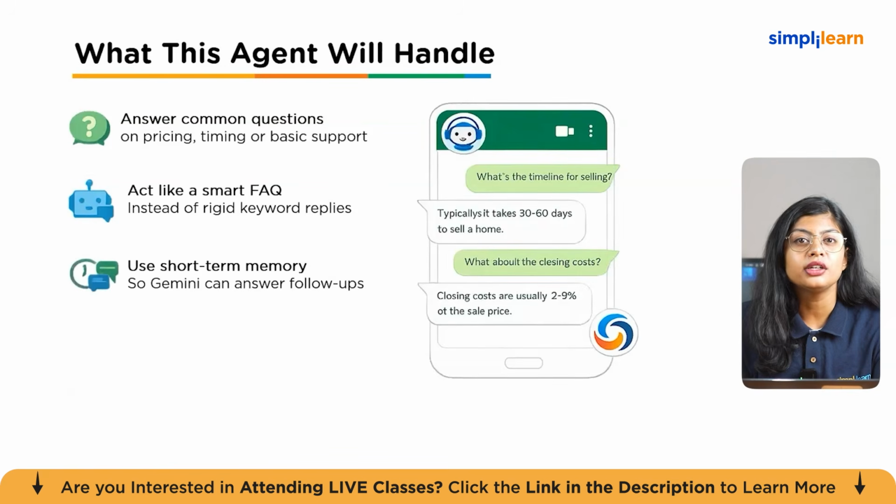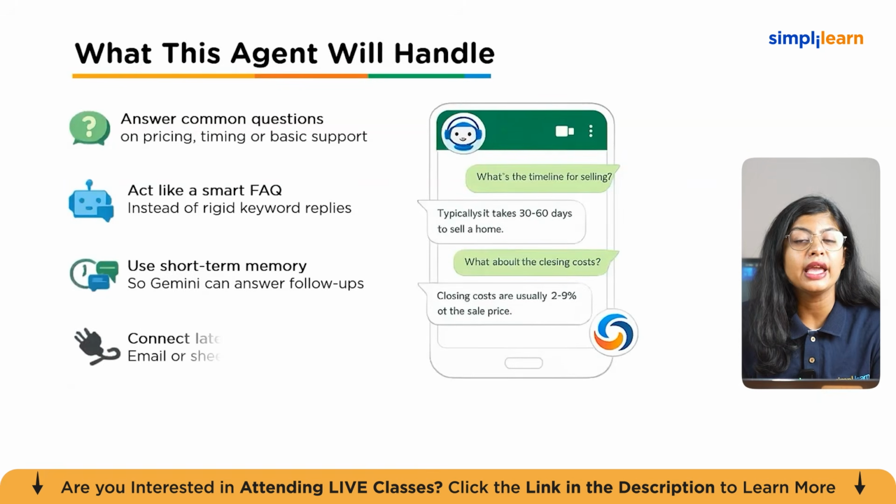Third is short-term memory. The agent remembers the conversation context. A customer asks about closing costs. The agent responds, and the customer follows up with another question. The agent remembers it's still about closing costs and real estate. It answers with full context, not starting from scratch. Conversations feel natural and human-like.